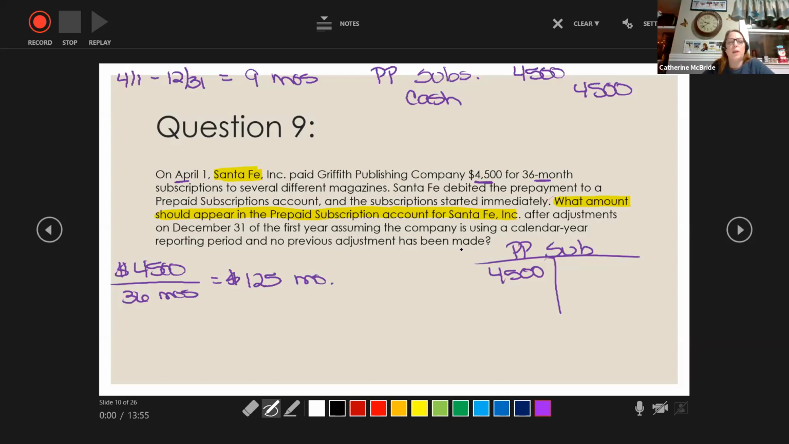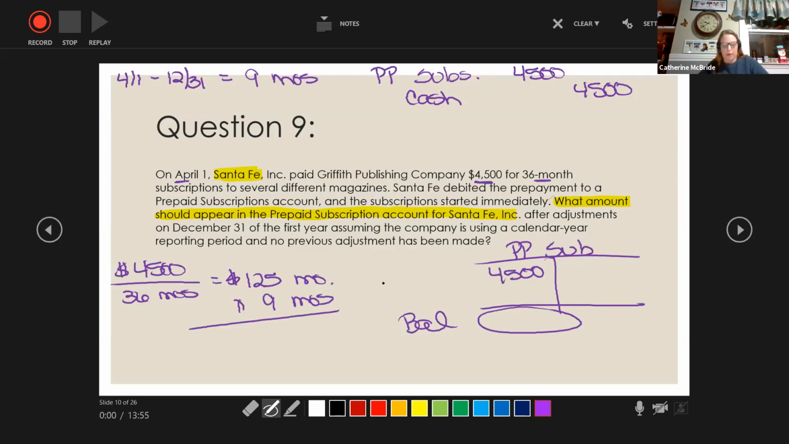So we want to know what amount should appear in the prepaid subscription account. What we want to know is, what is this amount? What's the balance? That's what they're asking for. That's our answer at the end of the year, right? Because it says what amount should appear in the prepaid subscription account after adjustments on December 31st. So we have 125 a month times 9 months. So how much is that?